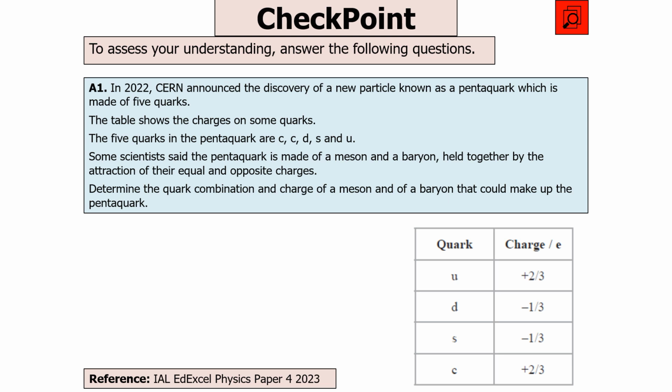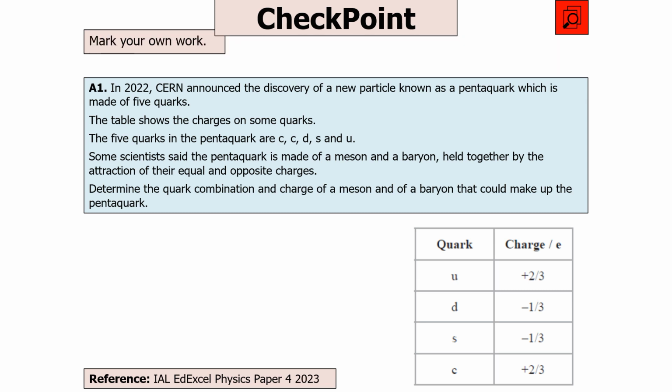Some scientists say that the pentaquark is made of a meson and a baryon, held together by the attraction of their equal yet opposite charges. Determine the quark combination and the charge of a meson and of a baryon that can make up the pentaquark. So pause the video now, then unpause the video when you want to go through your answer.